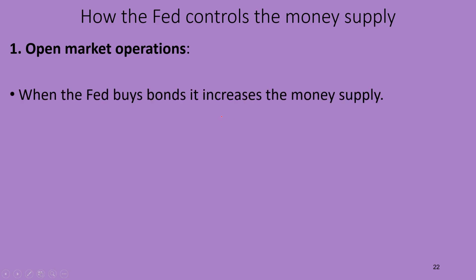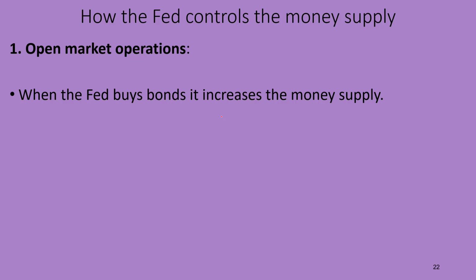All right, so let's talk about how the Fed controls the money supply through this monetary policy. Again, the number one tool that the Fed uses to conduct monetary policy or change the money supply is what is known as open market operations. And open market operations is just the buying and selling of bonds. So when the Fed buys bonds, it increases the money supply.